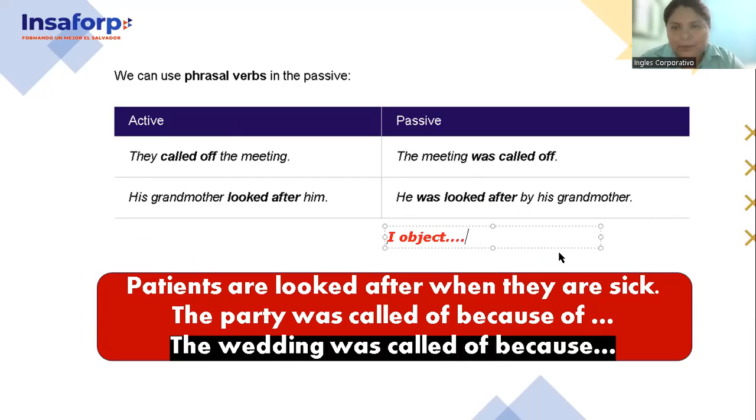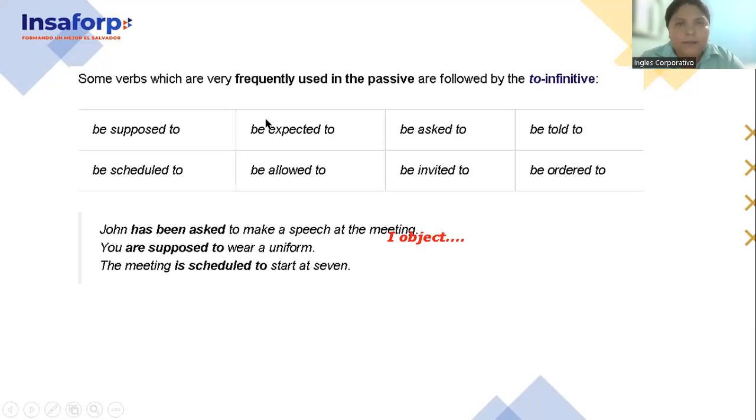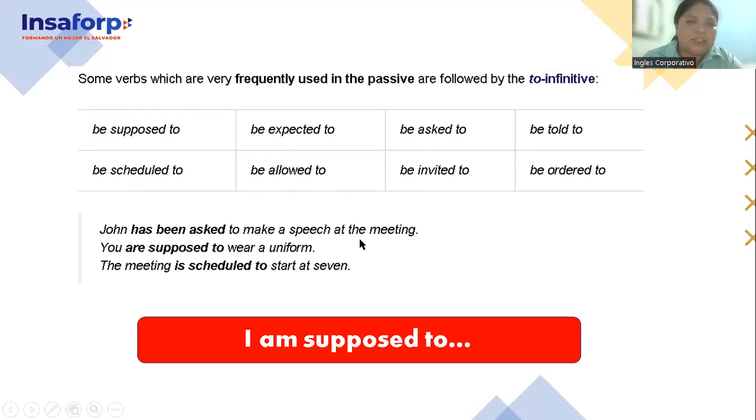We continue. We have some more information about it. Some verbs, which are frequently used in the passive, are followed by the to infinitive. For example, be supposed to, be scheduled to, be expected to, be allowed to, be asked to, be told to, be invited to, and be ordered to. Let's see. John has been asked to make a speech at the meeting. You are supposed to wear a uniform. The meeting is scheduled to start at 7.